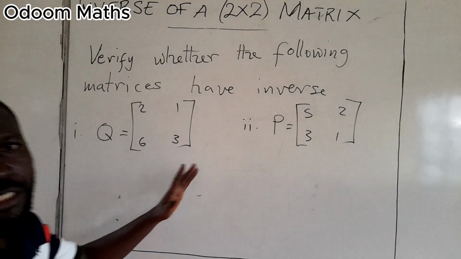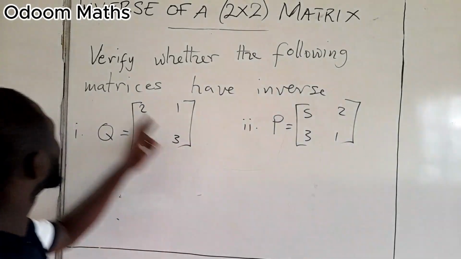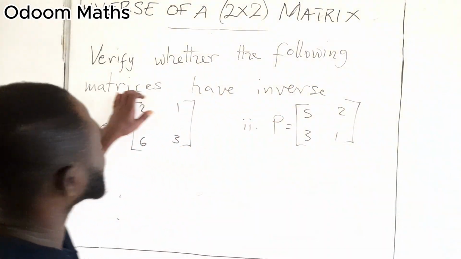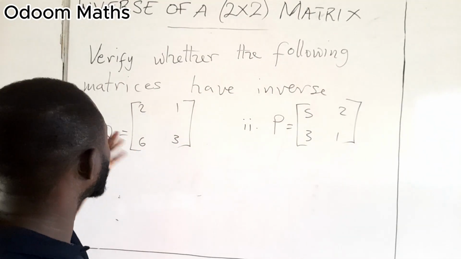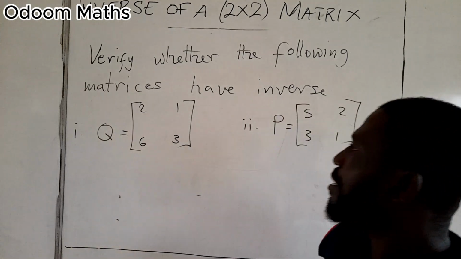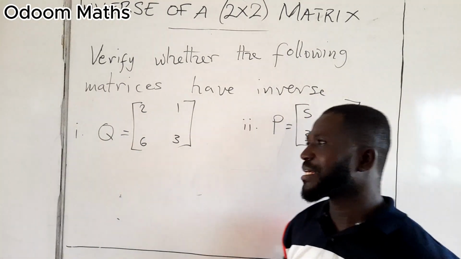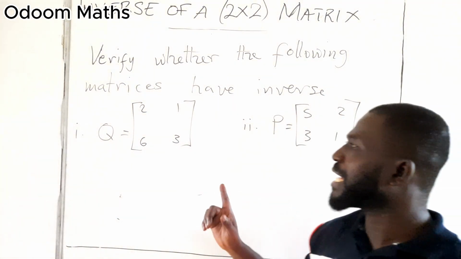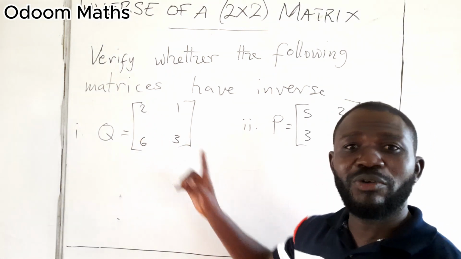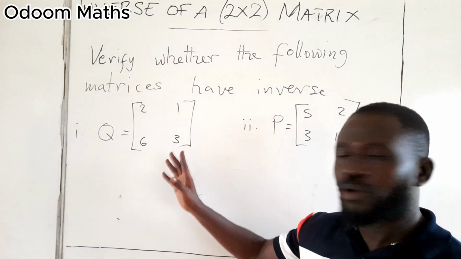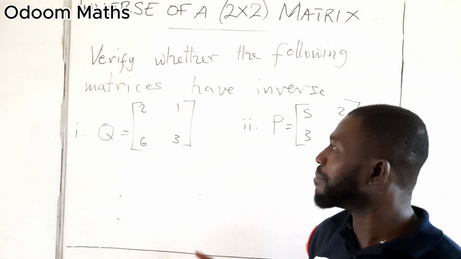Okay, now let's look at one more example. Verify whether the following matrices have inverse. We are going to look whether these matrices have inverse. Now, for a matrix to get an inverse, the determinant should not be equal to 0. So if the determinant of this is equal to 0, then this matrix does not have an inverse.